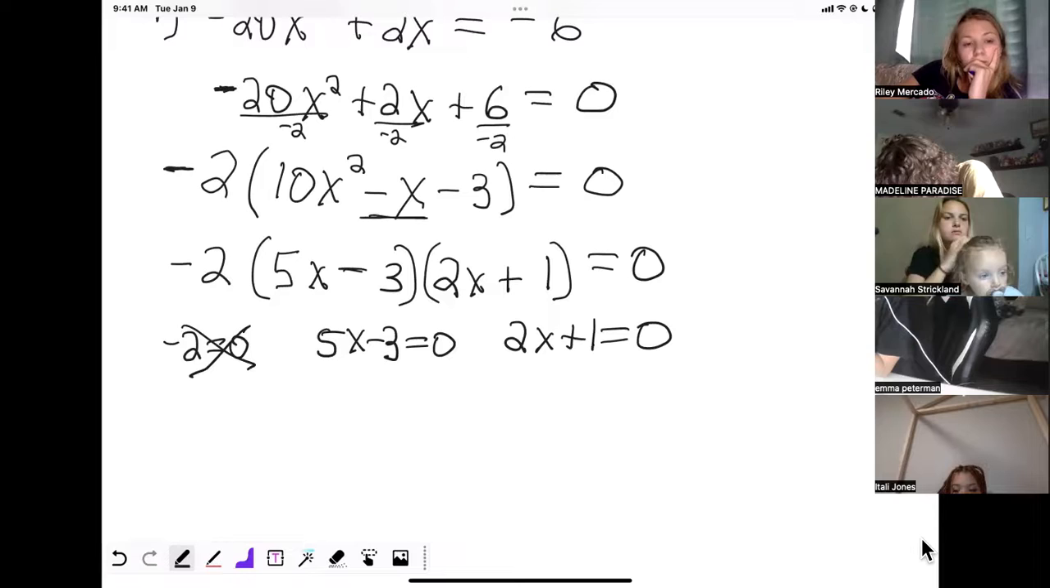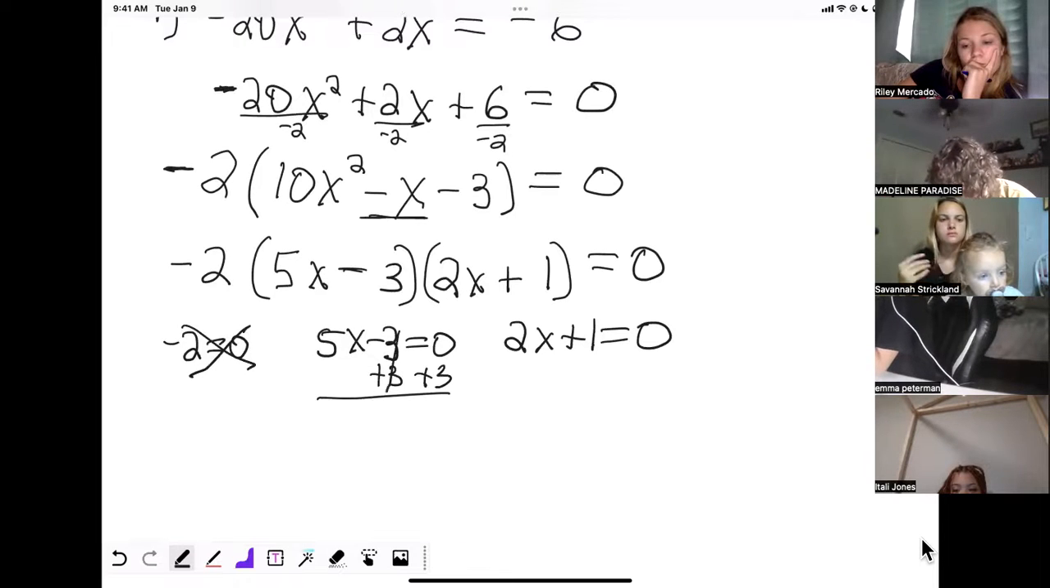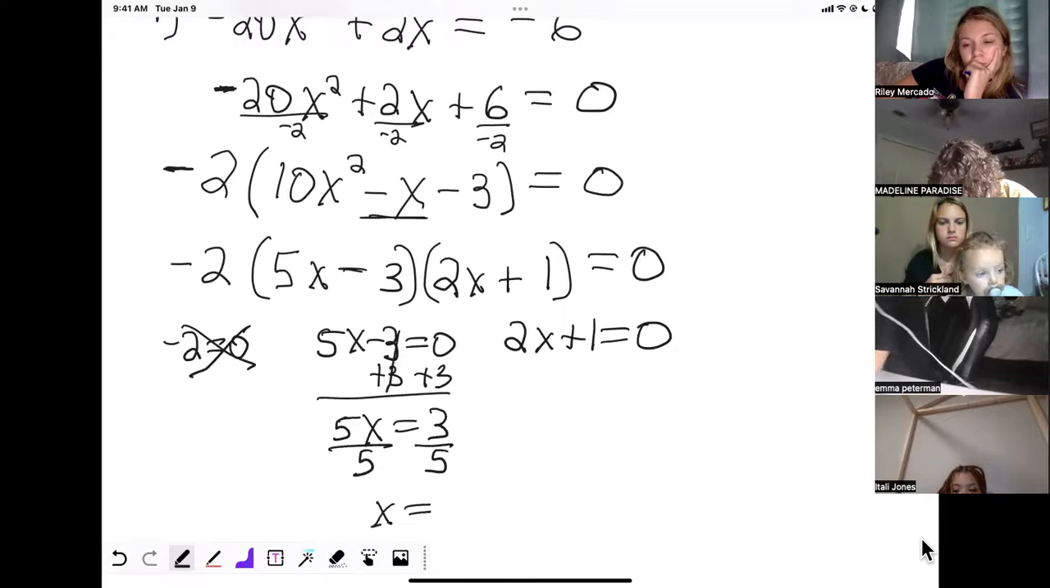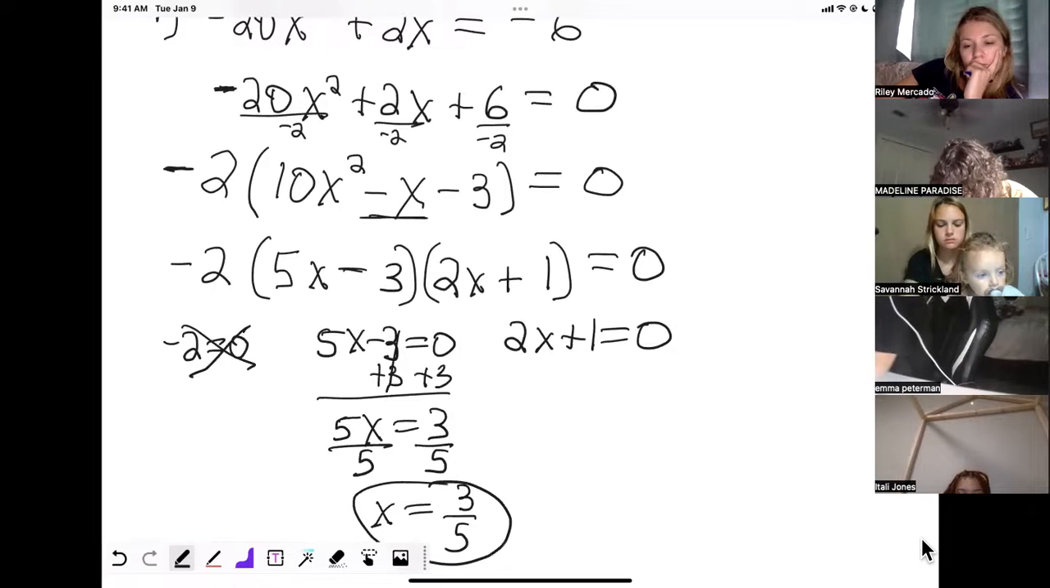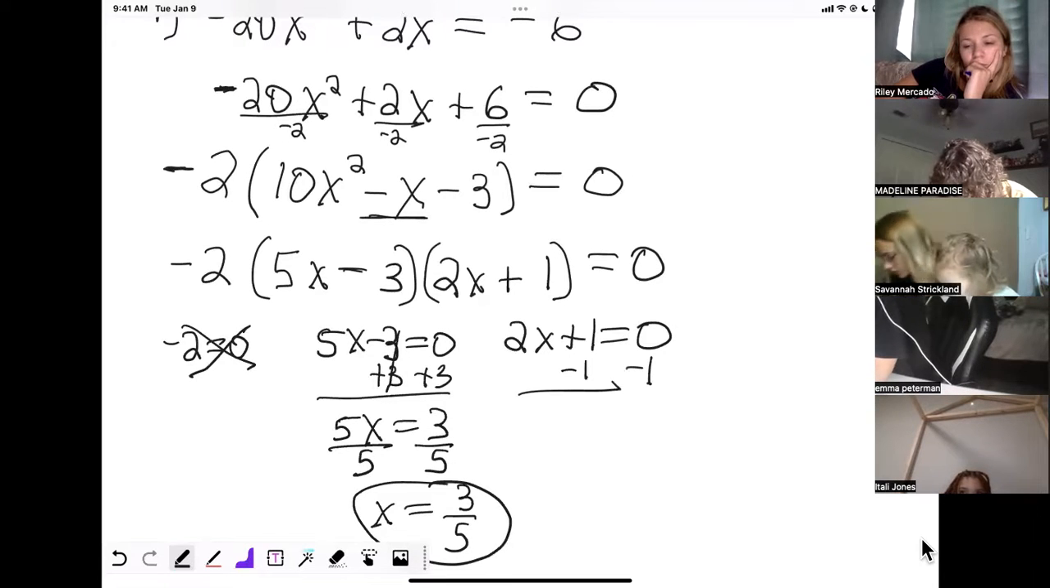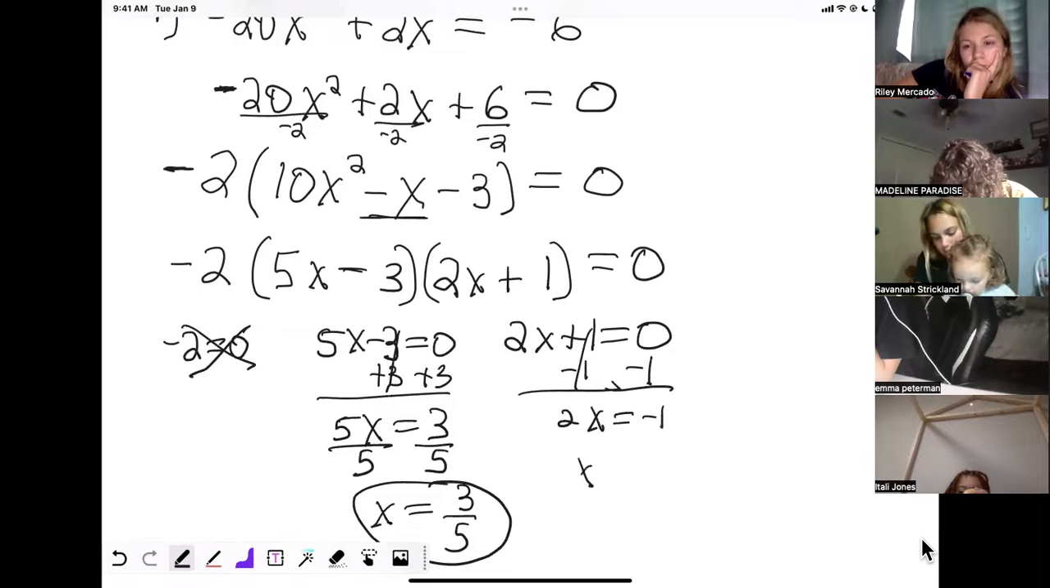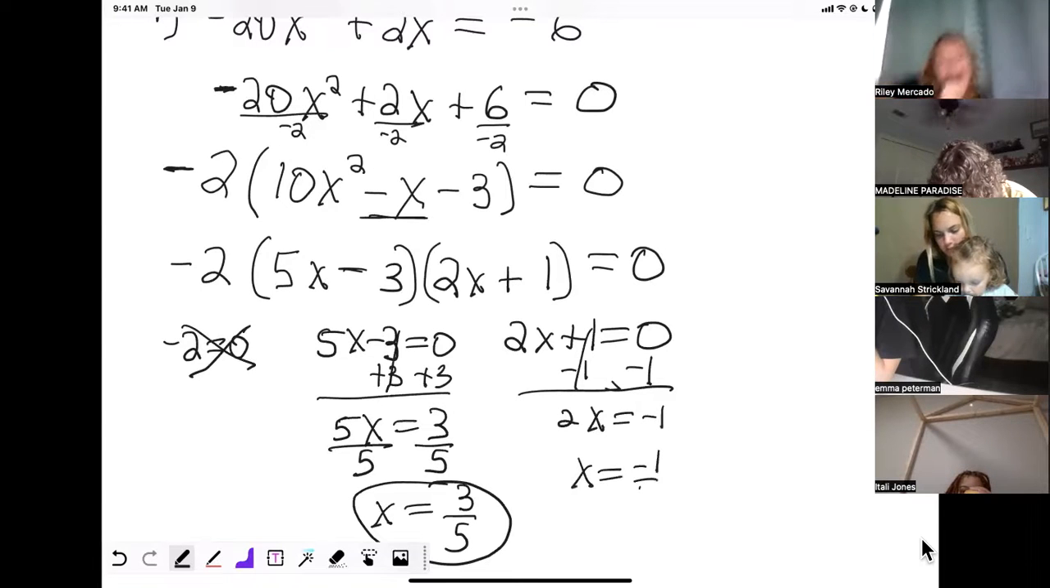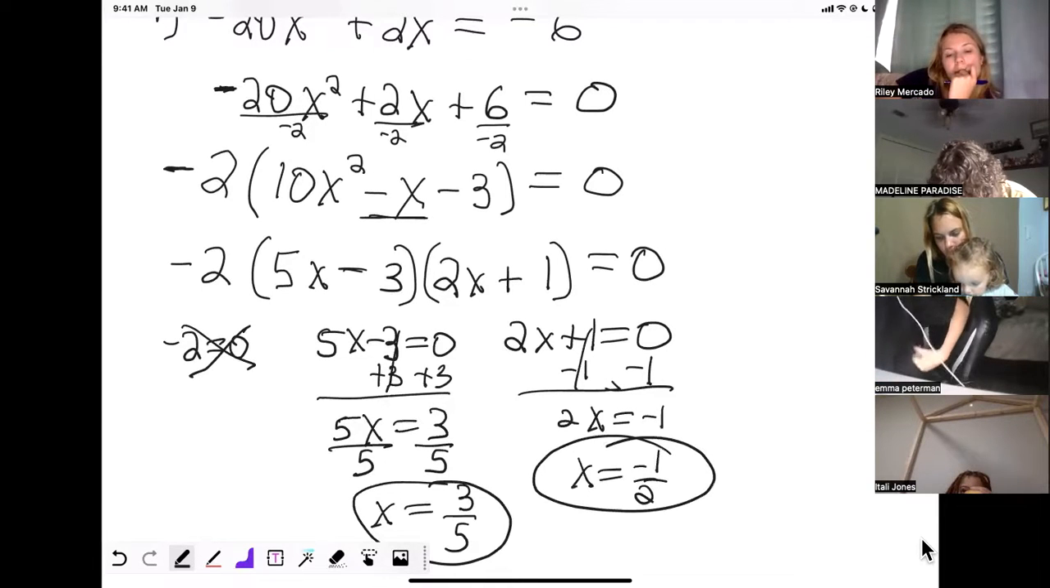We are going to now add 3. 5x is equal to 3, and then we're going to divide by 5. So one of my answers is 3/5. And my other answer, I'm going to subtract 1. 2x equals negative 1, divide by 2, x is equal to negative 1/2. So my two answers were 3/5 and negative 1/2.